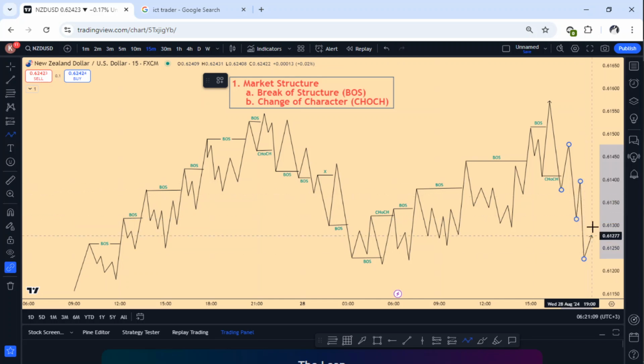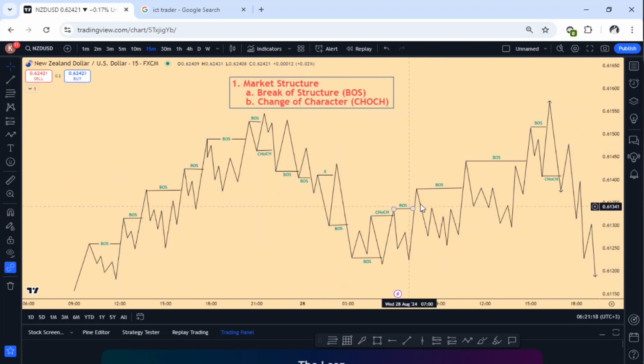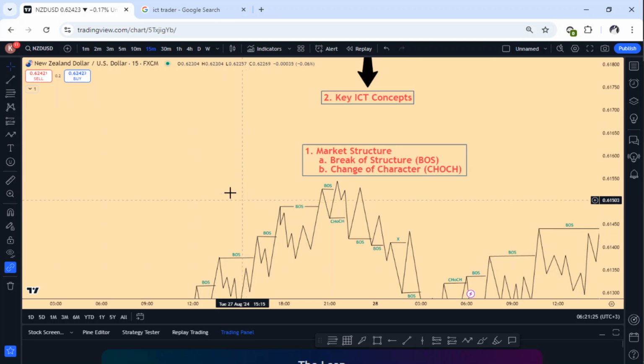Now this is what we are used to seeing online. This one does not work in real life. In real life, this is not market structure. This is what market structure entails. So that is one of the major concepts of ICT. And now let's look at another concept.